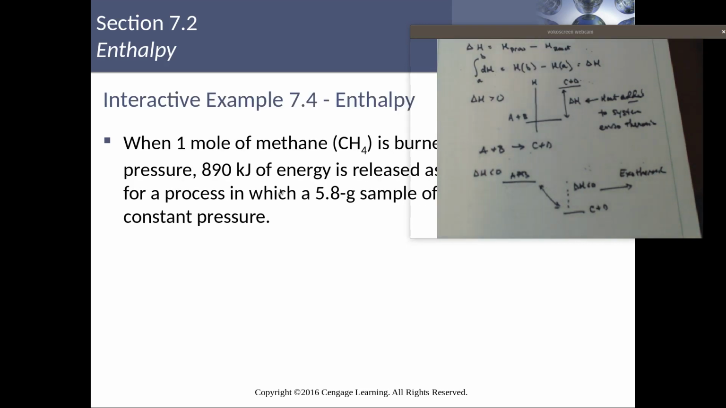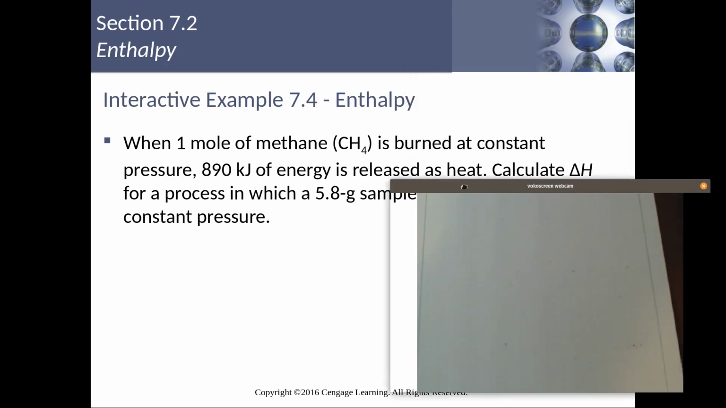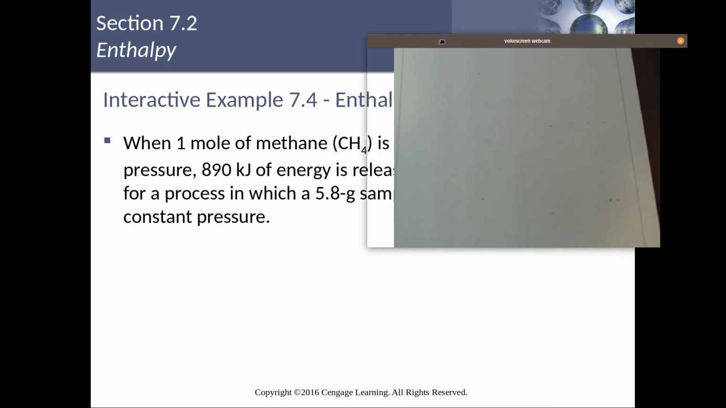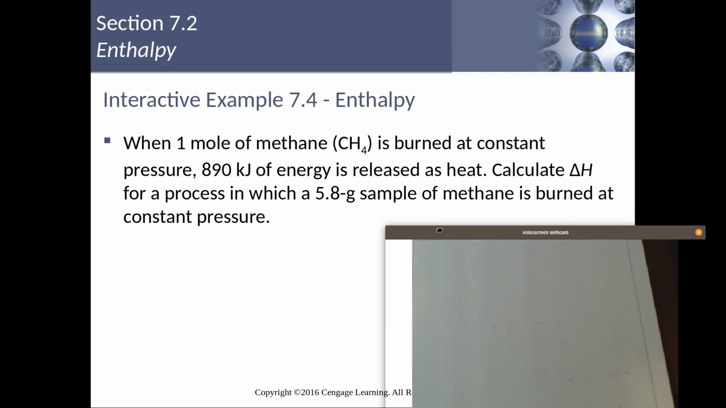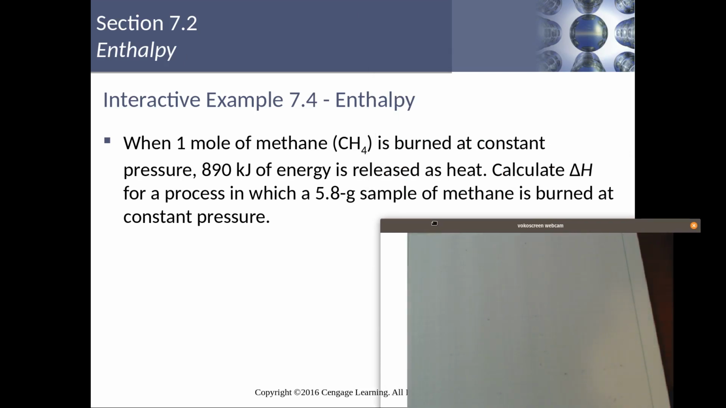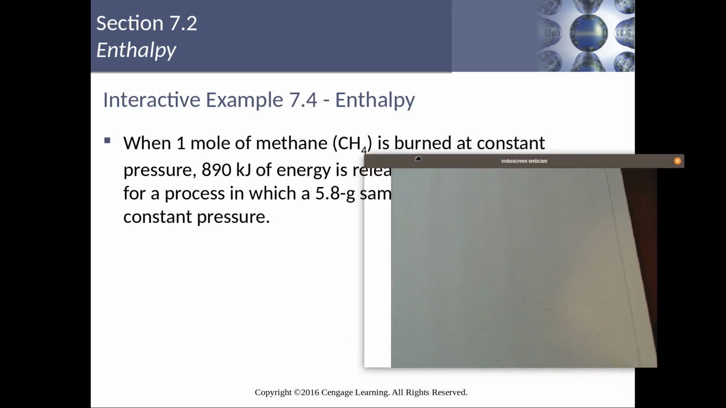Okay, so let's do an illustrative example for this. If I burn methane gas at constant pressure, so if I burn 1 mole of that methane gas at constant pressure, I liberate 890 kilojoules of energy. How much energy is released if I burn 5.8 grams of methane at constant pressure? Let's ask ourselves, how are we going to do this problem?